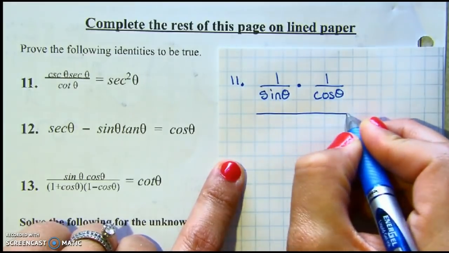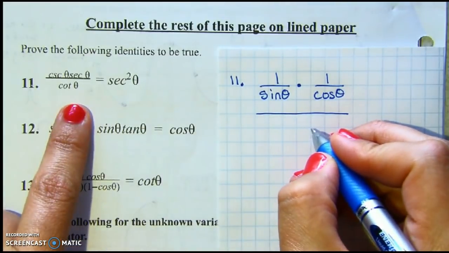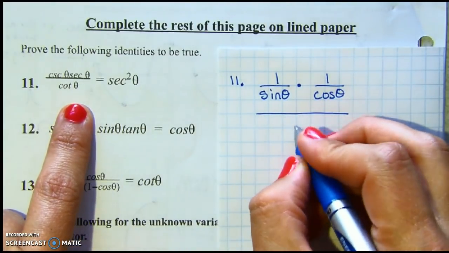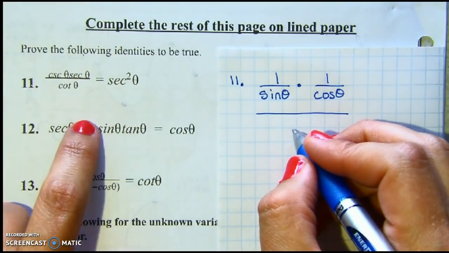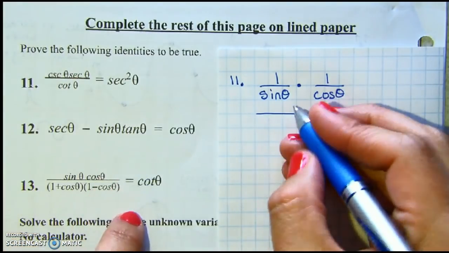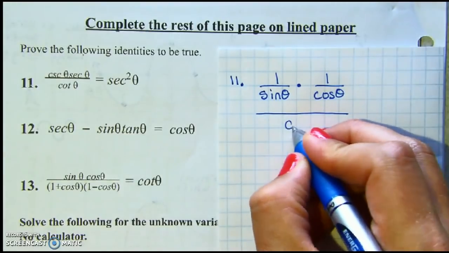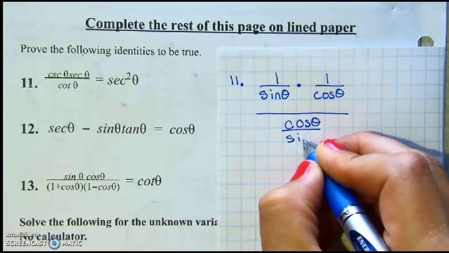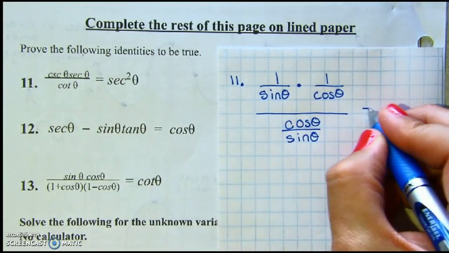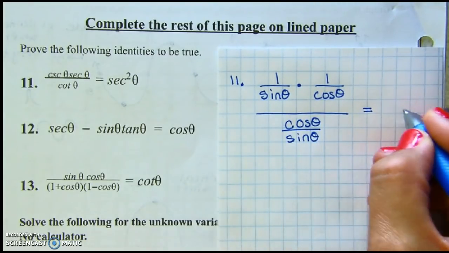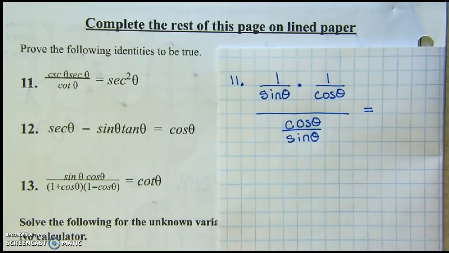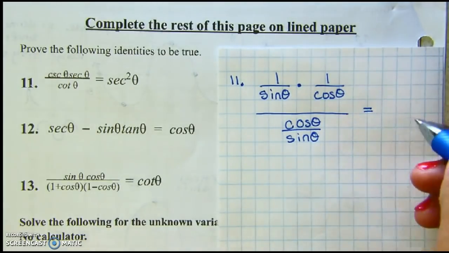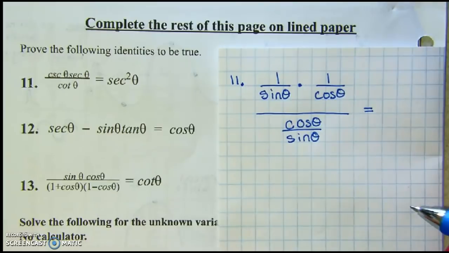And that's our numerator over cotangent. What's cotangent equal to? I always remember tangent is sine over cosine, so cotangent must be cosine over sine. And we're not going to touch the right side. The right-hand side, we're waiting. Okay, we're going to try and make this left side look like secant squared.